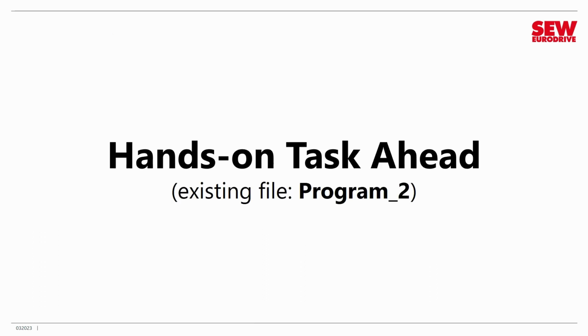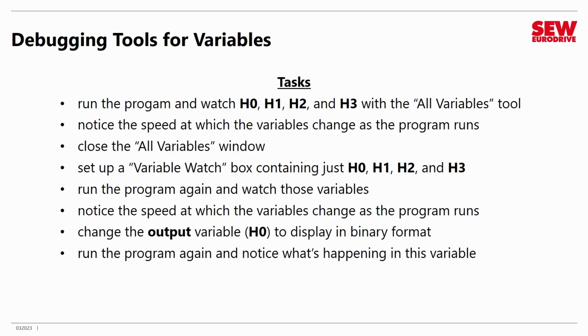All right, time for a hands-on task. We're going to just continue using our existing program too, so you don't have to change files or anything. So here are the tasks. We're going to get acquainted with the variable debugging tools. I want you to run the program, and I would like you to watch H0, H1, H2, and H3 using the All Variables tool. So fire that up, watch every single variable change, but pay attention to those first 4 variables at the top of the list.